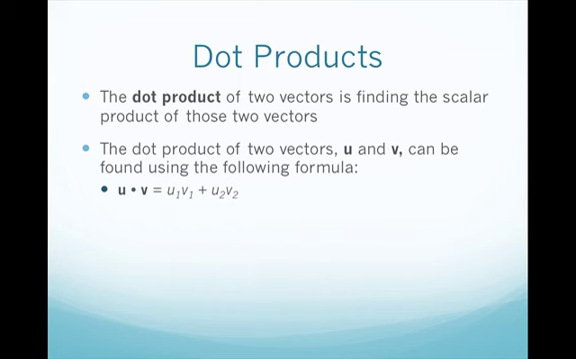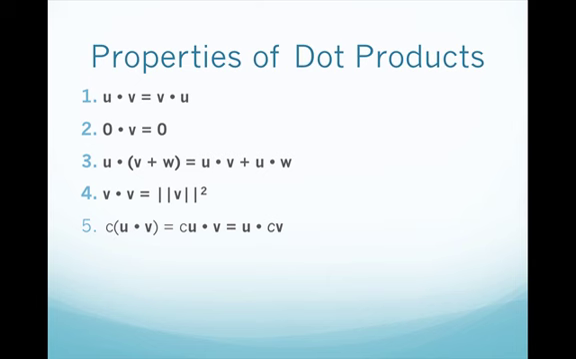Okay, so now let's go on to some properties of dot products. Just like we had properties specifically of vectors, now we're going to have properties of dot products. So some of these are very similar to what you've already seen. u dot v is going to equal v dot u, kind of like our addition property of vectors. So u dot v, or the dot product of u and v, is going to equal the dot product of v and u. The dot product of our 0 vector and v is going to result in 0. And this is just a number. Remember, this is not the 0 vector. This is just the number 0.